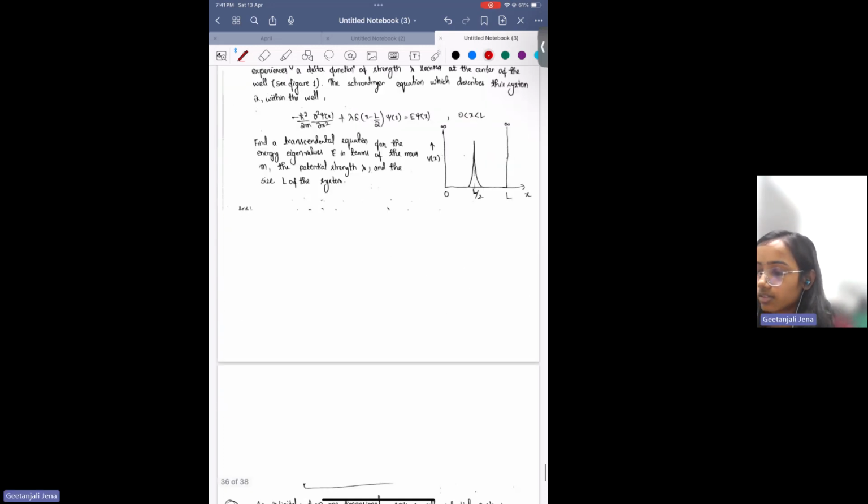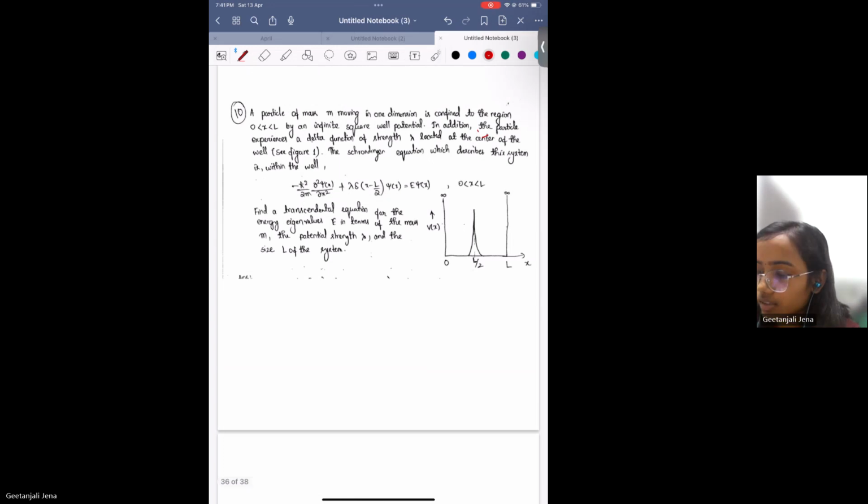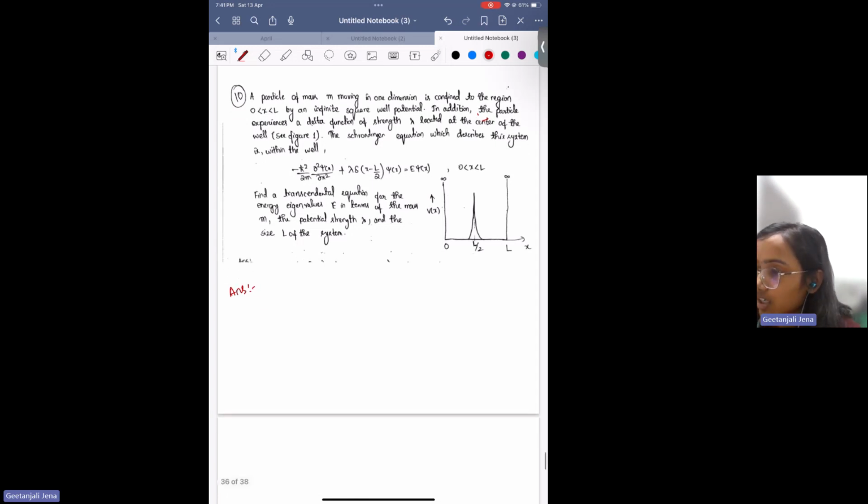Now let us see the next problem. This is also based on the Dirac delta potential, but it's different. It is given that a particle of mass m moving in one dimension is confined to the region 0 < x < L by an infinite square well potential. In addition, the particle experiences a delta function of strength lambda located at the center of the well. So there is a delta potential here.